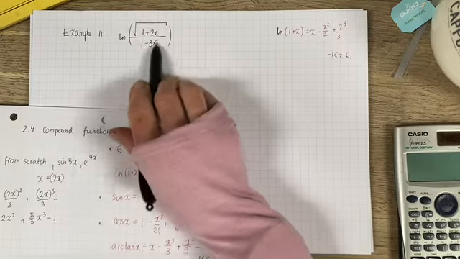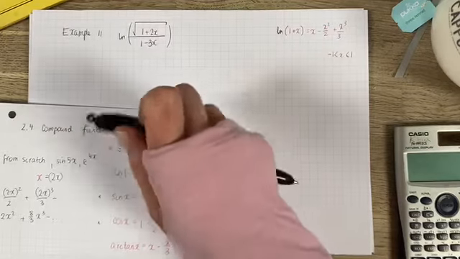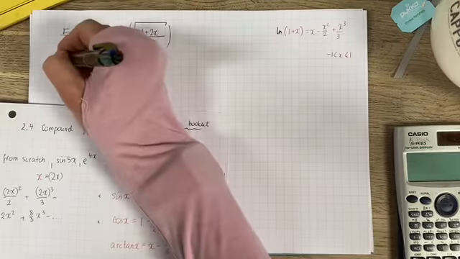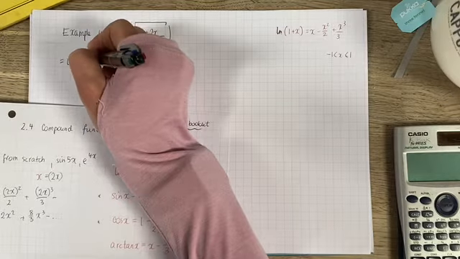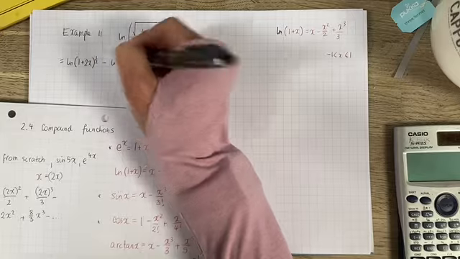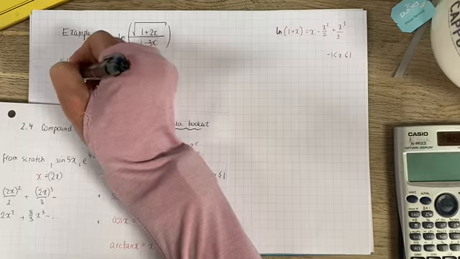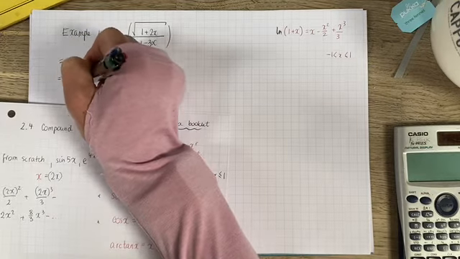Okay, so over here we've got to split this. There's no way you could just extract 1 and write it as 1 plus something, so you need to split it using the rules of logs. We are going to rewrite our log as ln of 1 plus 2x to the power of a half minus ln of 1 minus 3x. This will give us a half of ln of 1 plus 2x and then minus ln of 1 minus 3x.